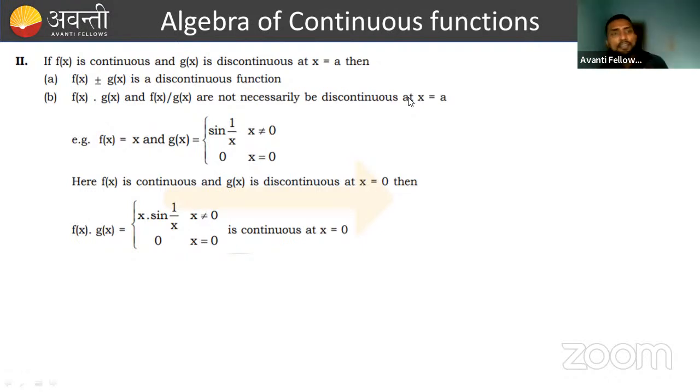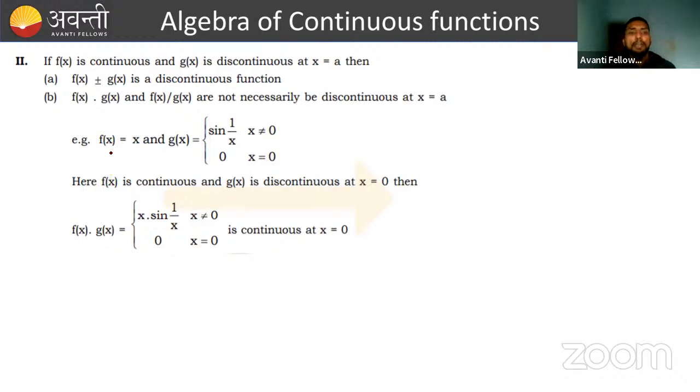The second thing is, if we are multiplying one continuous with a discontinuous function, or dividing one continuous by a discontinuous function, it is not necessary that it will always come out discontinuous. It can be continuous too. Just like one example is given, you can see here. I hope you can't see me because electricity is gone, so my face is not visible, but I hope the screen is clearly visible to you.